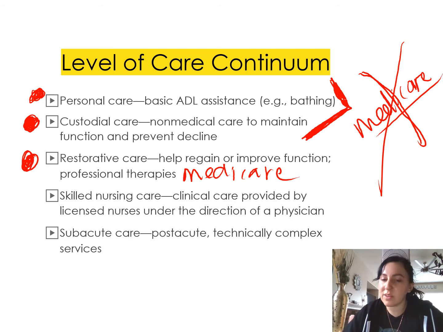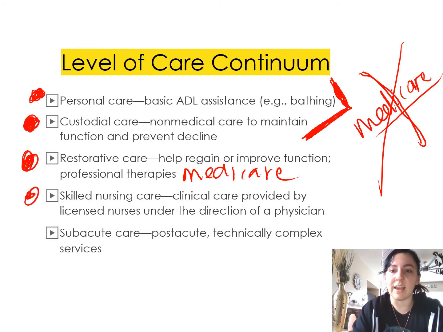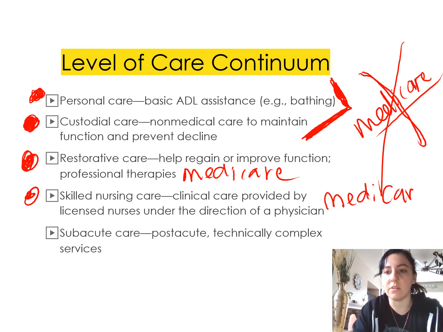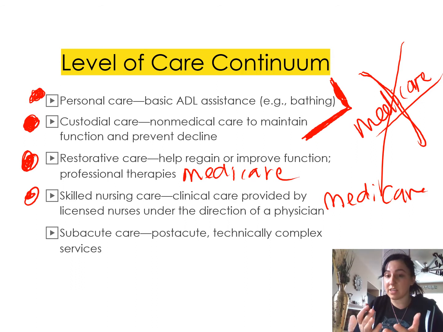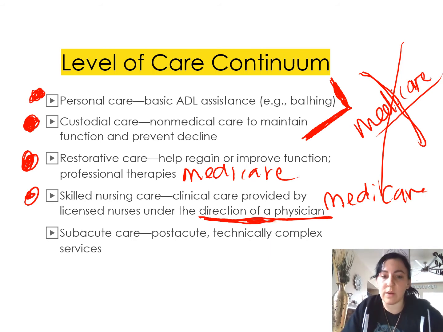Okay, so if you're at the restorative care level, of course you're going to need a licensed professional, and they are there to help regain or improve your function and give you professional level therapy. Okay, then we have nursing, skilled nursing facility type care. This is definitely going to be covered by Medicare, of course, because it's medical related. You're going to need nurses taking care of you 24/7, and your care is going to have to be under the direction of a physician. So you have to have licensed professionals taking care of you at this point.